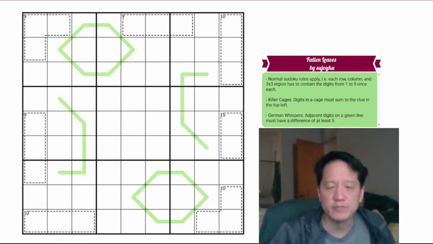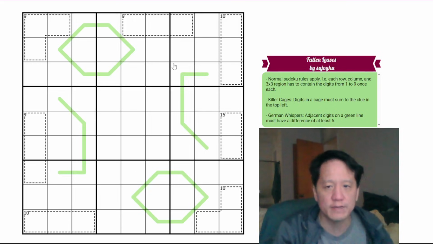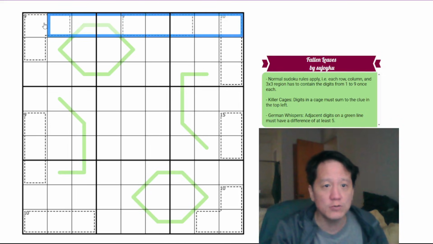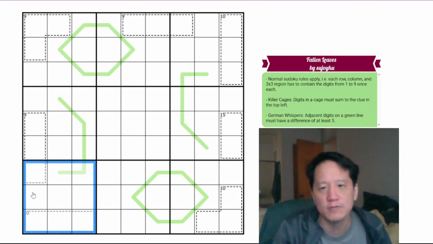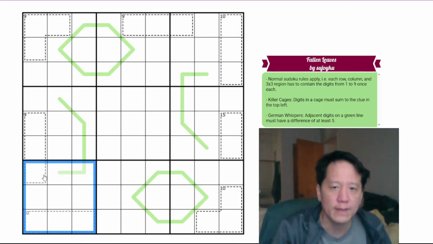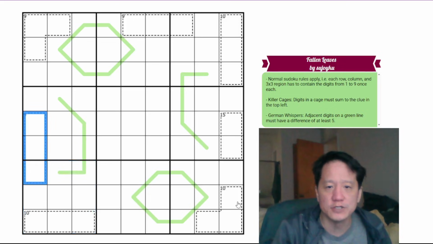Today's very easy puzzle is called Fallen Leaves by Sudoku, and here are the rules. Normal Sudoku rules apply. That is, each row, column, and 3 by 3 region has to contain the digits from 1 through 9 once each. We have killer cages, where digits in a cage must sum to the clue in the top left.